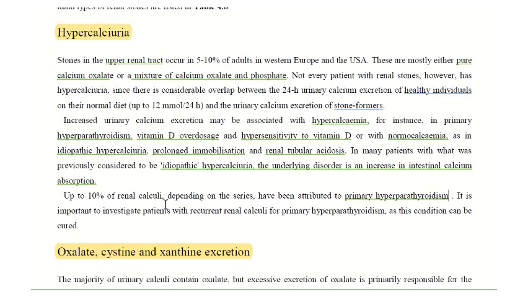Up to 10% of renal calculi, depending on the series, have been attributed to primary hyperparathyroidism. It is important to investigate patients with recurrent renal calculi for primary hyperparathyroidism, as this condition can be cured. إذن من المهم to investigate المرضى اللي هم عندهم recurrent renal calculi for primary hyperparathyroidism لأنه هذه الكونديشن can be cured.